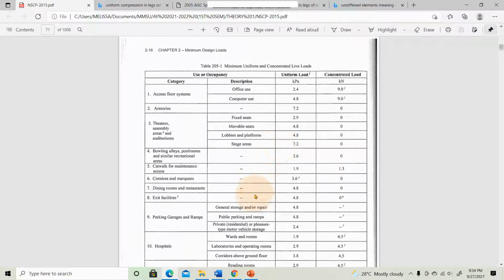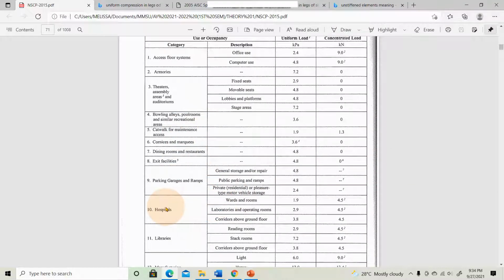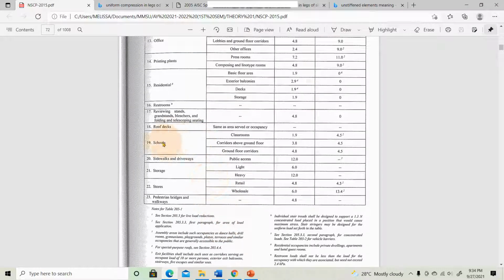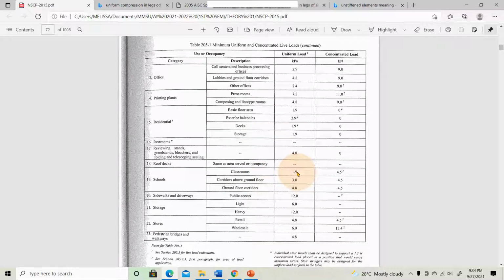So, opening your NSCP para makita natin yung live load na nag-act sa ating classroom. So yung ating classroom, this table, it is school, diba? And then yung classroom natin. So the live load is equal to 1.9 kilopascal for the classroom, and for our hallway or yung corridor above ground floor, since it is located on the second floor, it is equal to 3.8 kilopascal. So take note of these two.